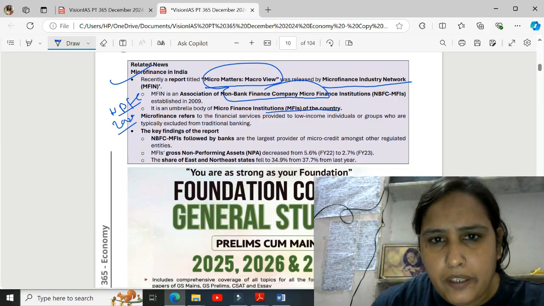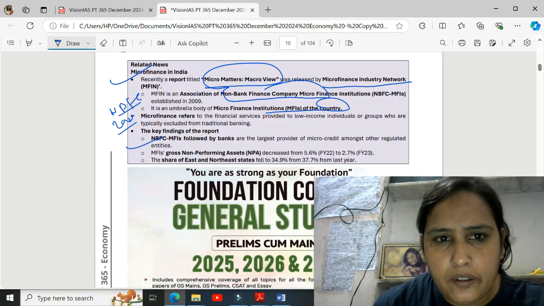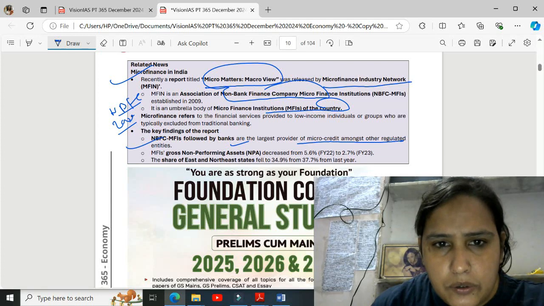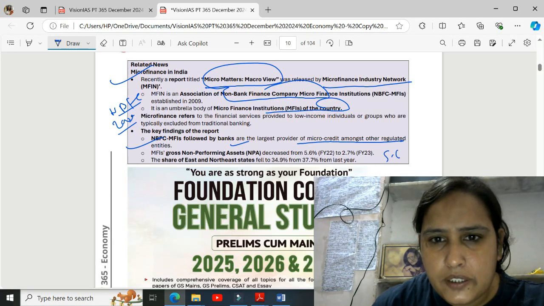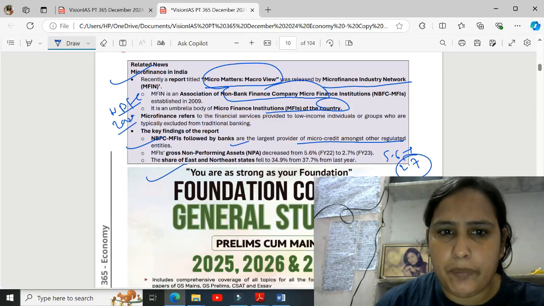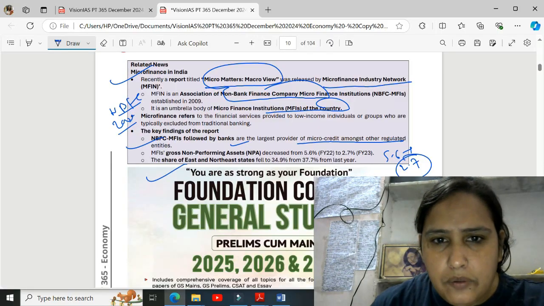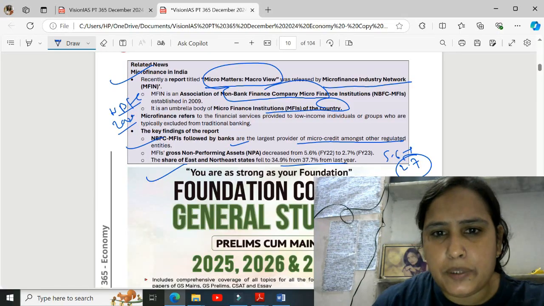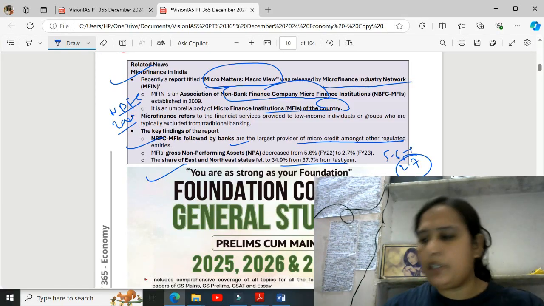The microfinance institution is the largest provider of microcredit in the country, followed by banks, and the gross non-performing asset should decrease to 5.6%. Now currently it is only 2.7%. The share of the east and northeast was 34%, and now it's 37%. So this is all about self-help groups and microfinance.